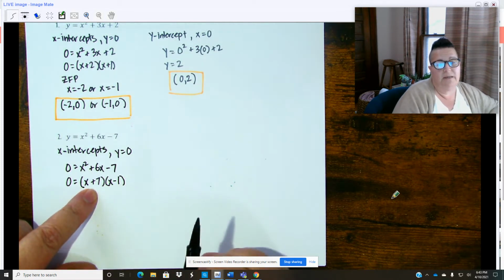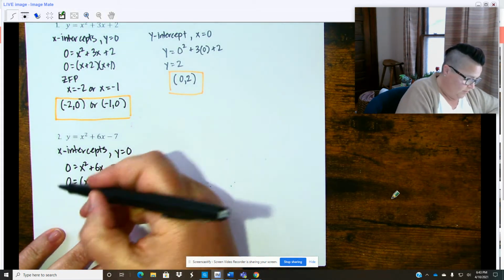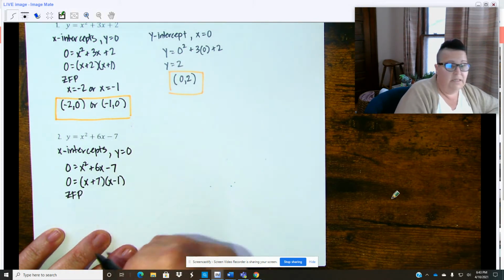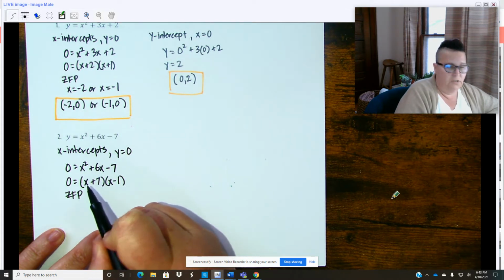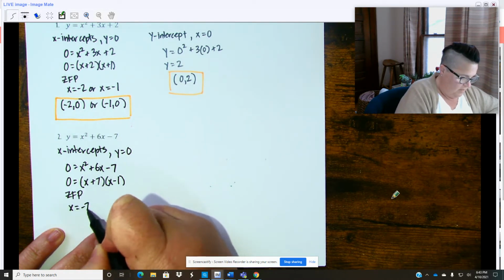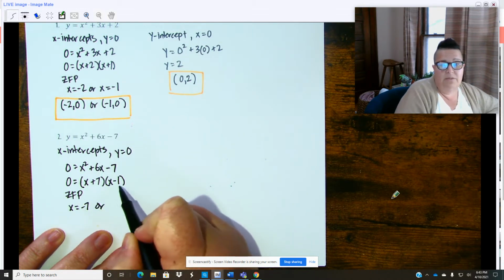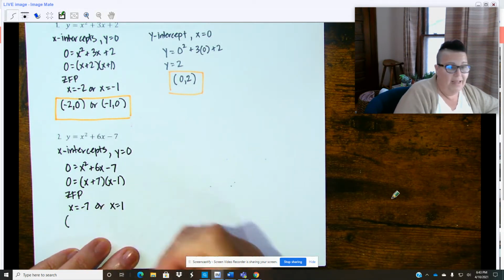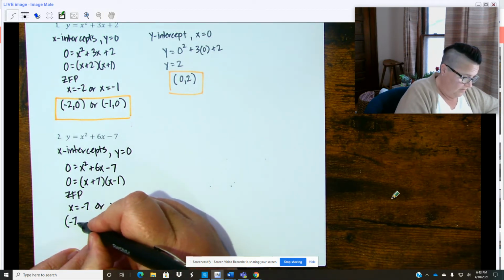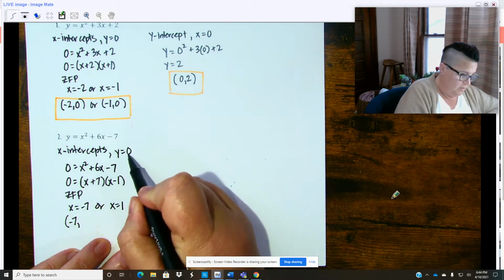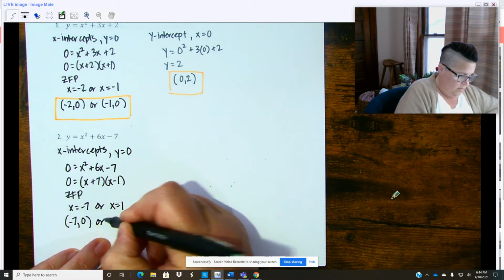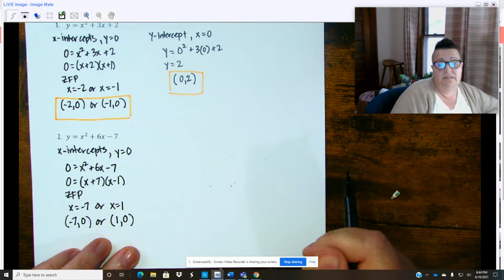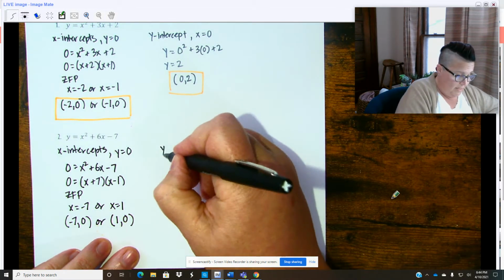So this will factor into x plus 7, x minus 1, which means that either, using the zero factor product, to zero out this first term, my x could be a negative 7, or if I want to zero out the second one, my x would be a 1. So my x-intercepts will occur at negative 7, 0, or if I let x be 1 and y is 0. These are my x-intercepts.